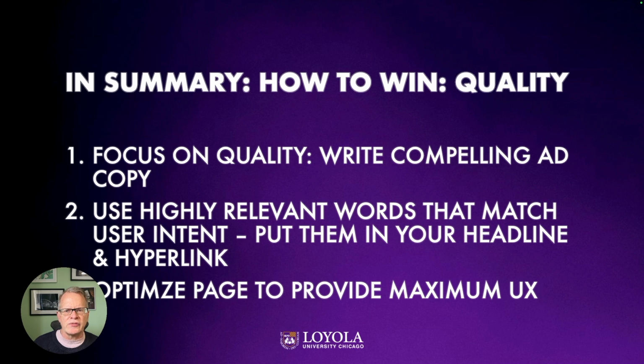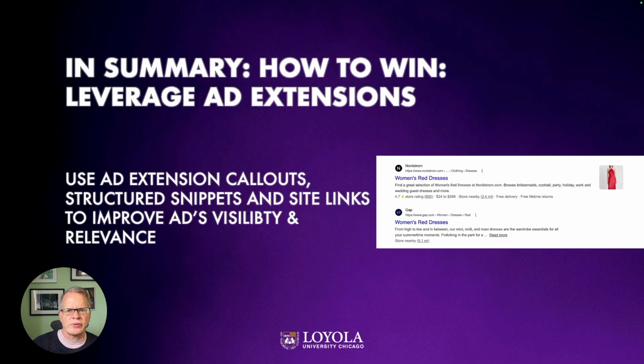Use highly relevant words that match your user intent. Red dresses as opposed to just dresses. Put them in your headline and your hyperlink. Zara did that. They had a link specifically for red dresses. They put it in the headline. It went right to red dresses as opposed to dresses. That's a great example of a highly relevant content experience. And then optimize that page to provide that maximum user experience, as we've talked about in previous lessons.